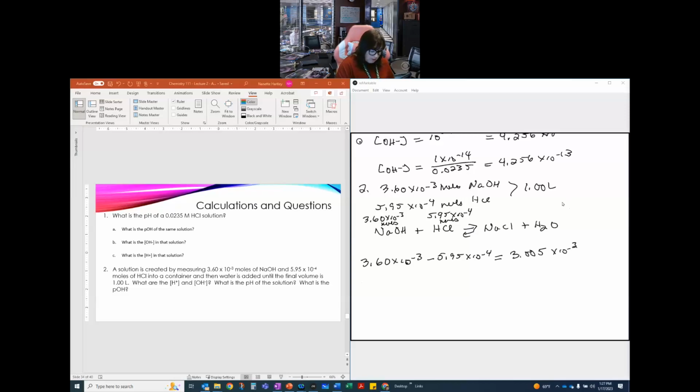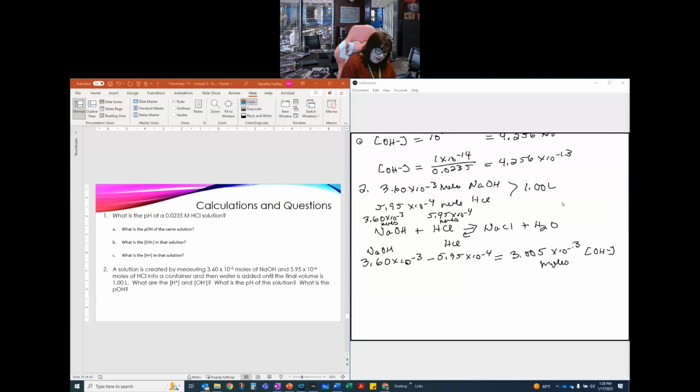Now, is that really the right number of sig figs? No, it really isn't. It should be 3.01, but I'm leaving it for illustrative purposes here. Okay, so that's how much OH minus I have left. Because remember, this was NaOH, this was HCl, and that is in moles. We have not converted to molarity, so that's the number of moles that I have left.